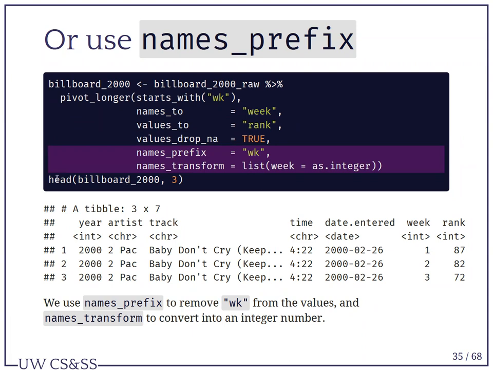But now we can see that the week column is an integer. It no longer has this WK out front, and it just has these numbers.